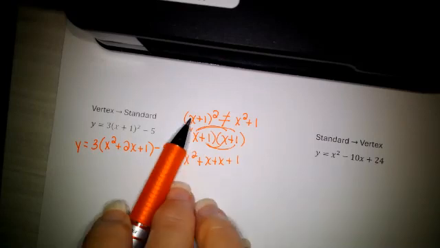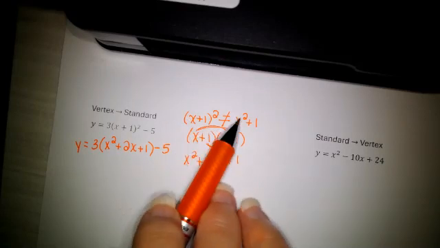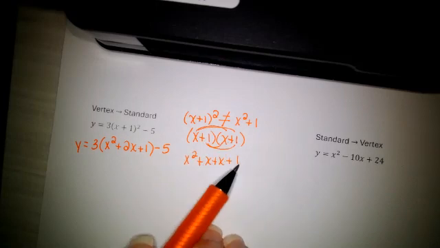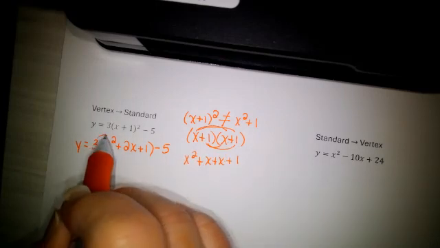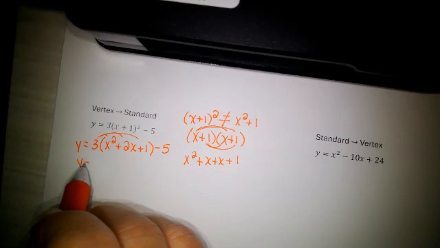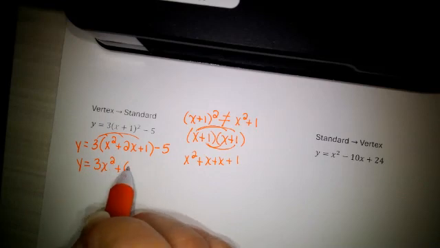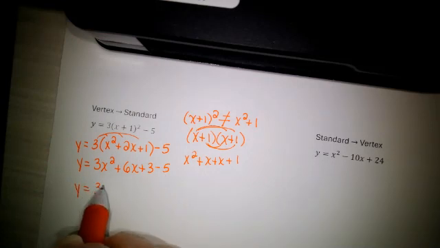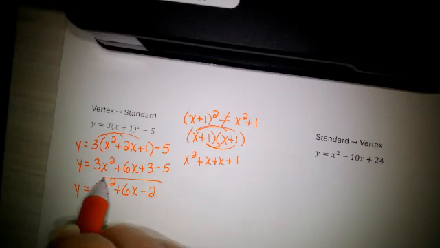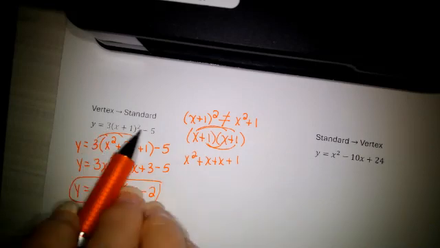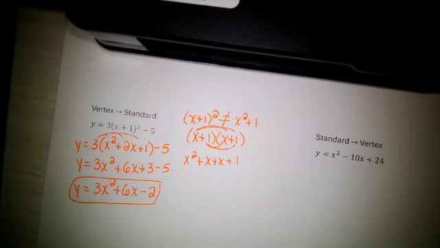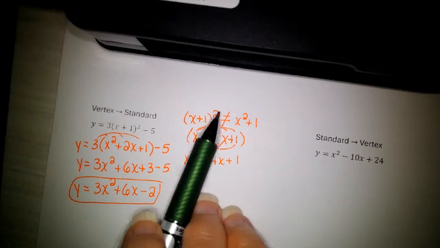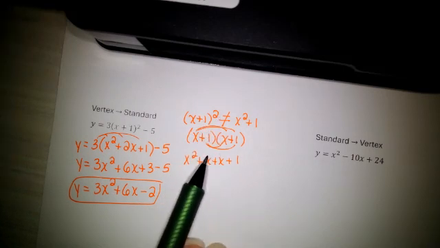So please be very careful. Do not do this first part because it will be wrong every time. Write it twice and FOIL. And now we're going to distribute the 3 and get 3x squared plus 6x plus 3 minus 5. And we will completely simplify to get 3x squared plus 6x minus 2. So there is the standard form equation of that vertex form equation. So it's just some multiplying and distributing, but be sure you do your squared carefully. Write it twice and FOIL.